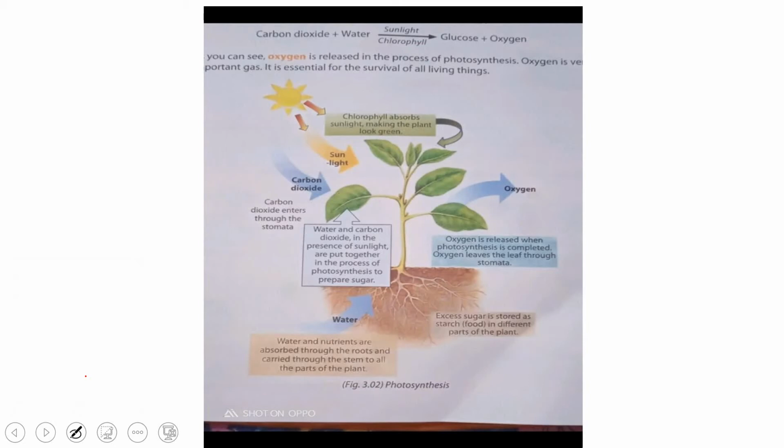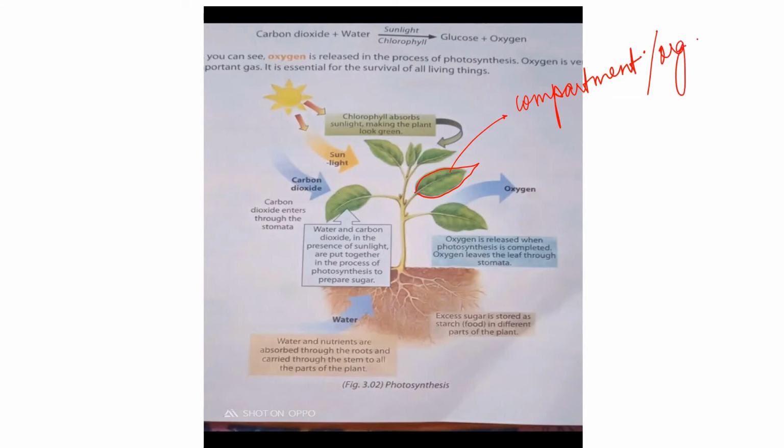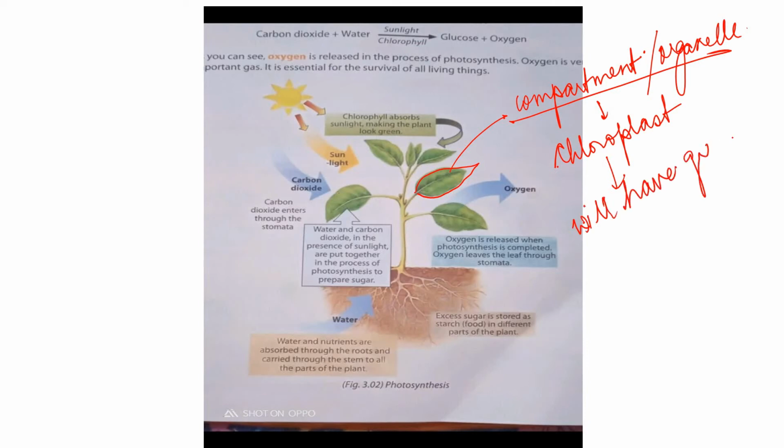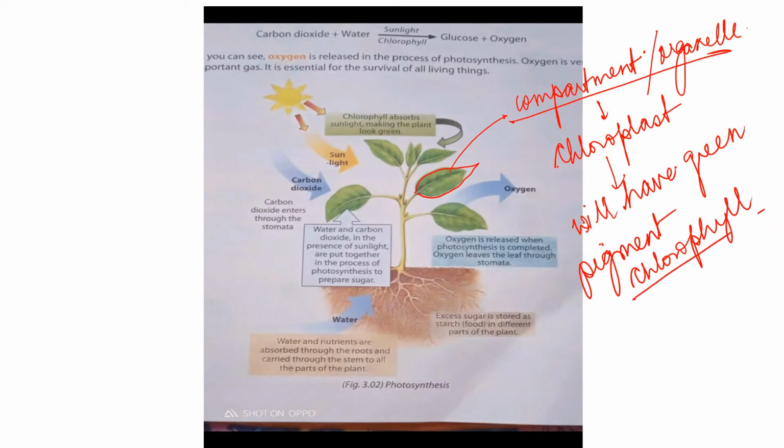Yeah, so in the green, suppose this is the green leaf or any green parts of the plant, you have a compartment or organelle which is called the chloroplast. Right? Now this chloroplast will have green pigment chlorophyll. Correct? Now why will these chloroplasts have the green pigment chlorophyll?